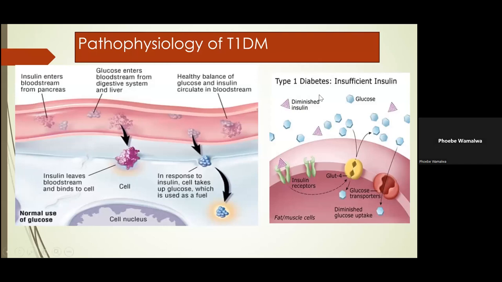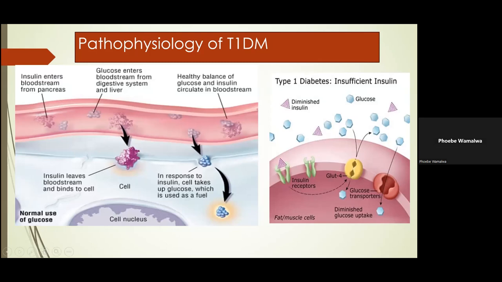However, in type 1 diabetes, there's insufficient insulin. So we have less insulin, and so the signaling pathway is diminished, with eventual diminished glucose uptake by the cells. And so what you eventually get is hyperglycemia with starvation in the cells.